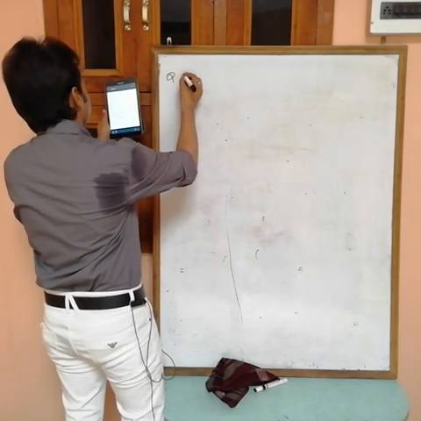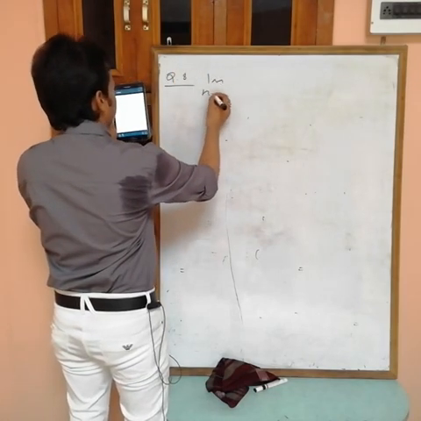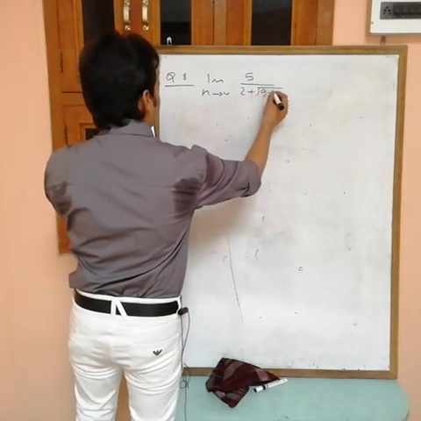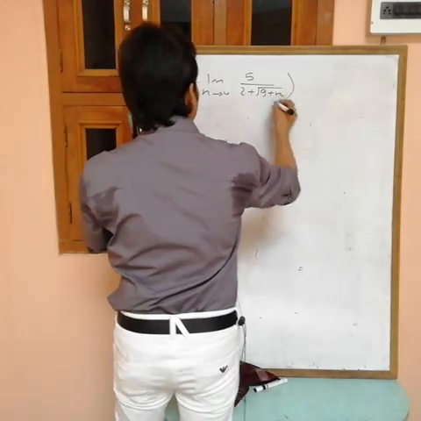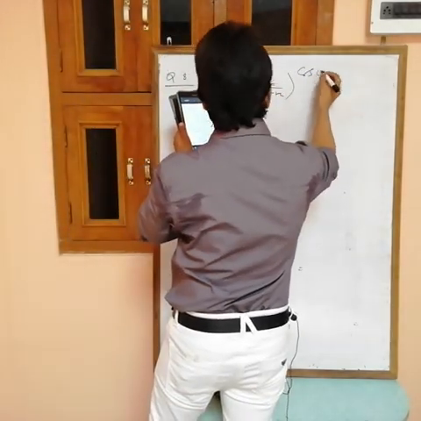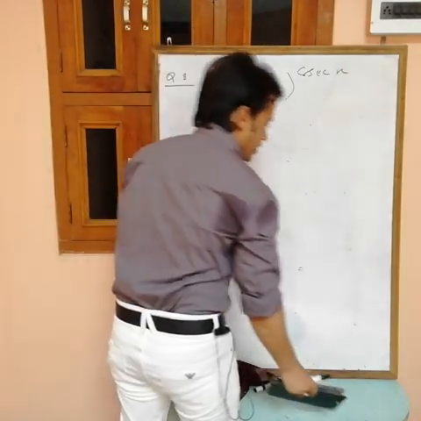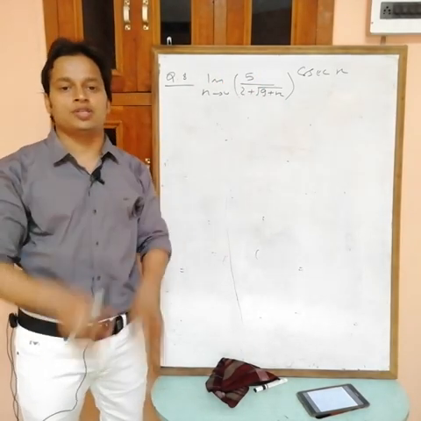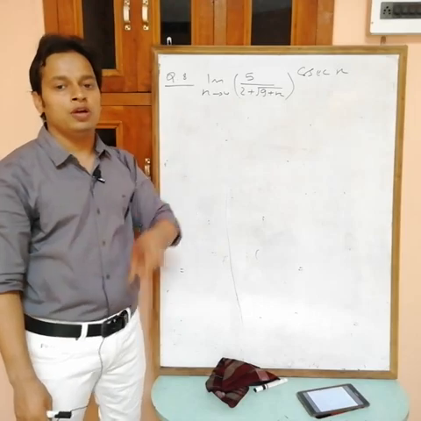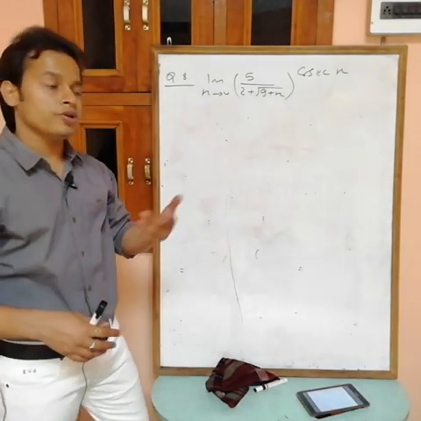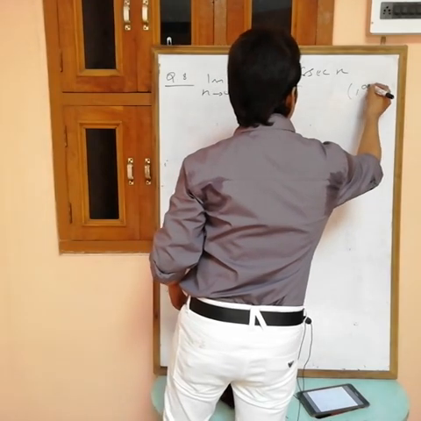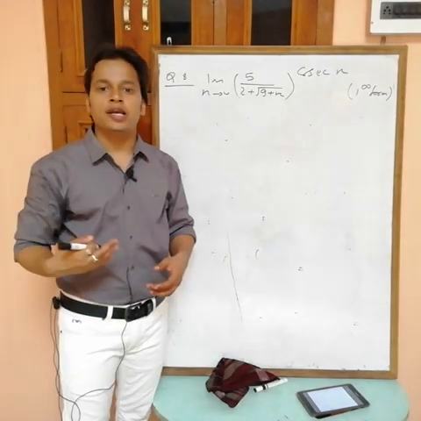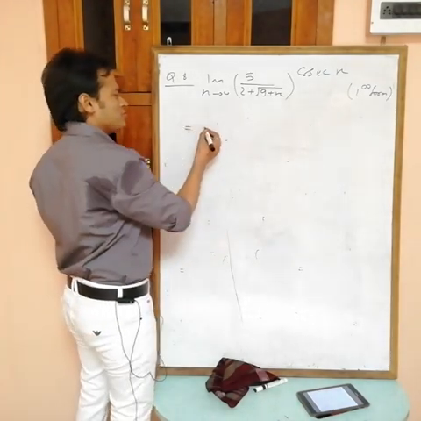Okay, next question. Limit x tending to 0, (5 by 2 plus root 9 plus x) to the power cosec x. If you put x equals to 0, what are you getting? 5 by 2 plus root 9, which is 3, 2 plus 3 is 5, 5 by 5 is 1. Cosec 0: sin 0 is 0, so cosec 0 is infinity. Oh, we are getting 1 power infinity form. We like it. If there is 1 power infinity form, then I can use the formula. There is no confusion, just use the formula.